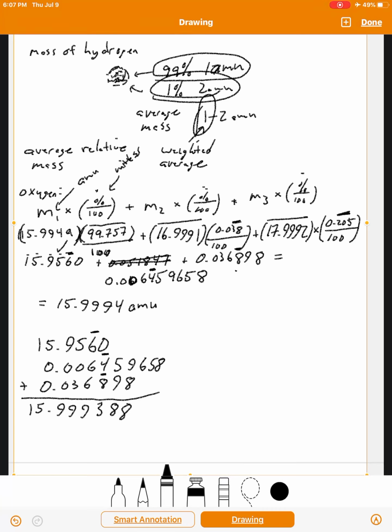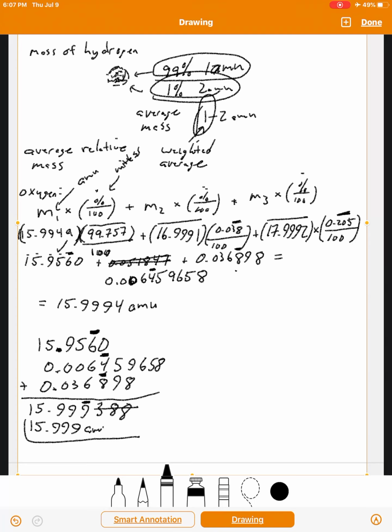The rule of addition and subtraction is that the answer cannot be known more precisely than any of the measurements. This one only goes 3 digits past the decimal point. This one actually goes 4 digits past the decimal point. So does this one. So the answer has to stop right here. So you round it. It's 15.999. 3 is less than 5, so you just truncate it. Just get rid of everything that's after it. And there's your answer.